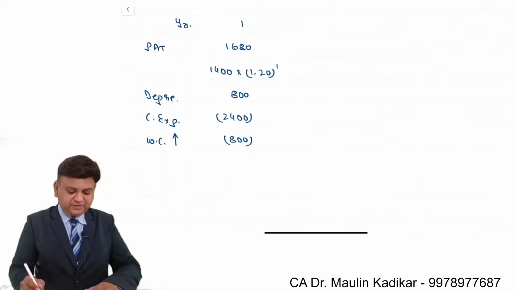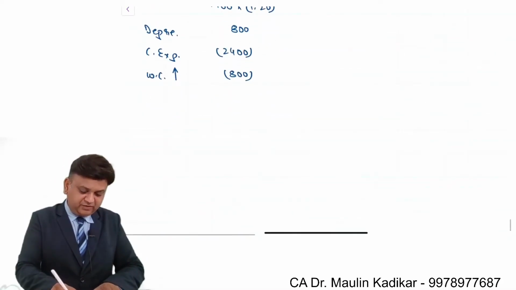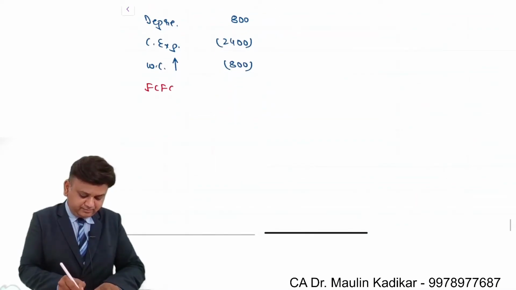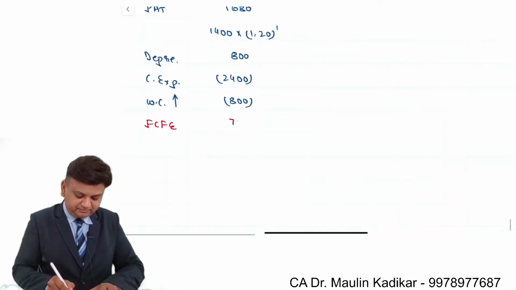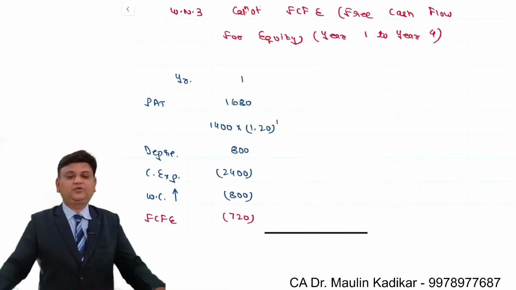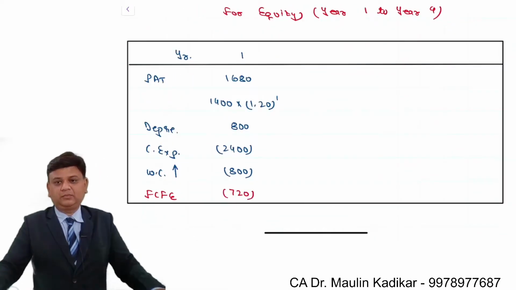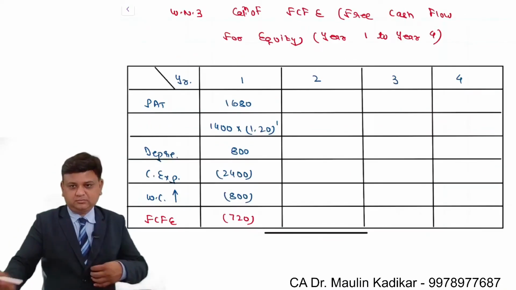So profit after taxes plus depreciation minus capital expenditure minus working capital increase, that will give us free cash flow for equity. 1680 plus 800 minus 2400 minus 800, that comes to 720. This is for end of year 1. Similarly, from second year to fourth year, it will be calculated. Try to do further answer on your own and put your answer in the chat box.